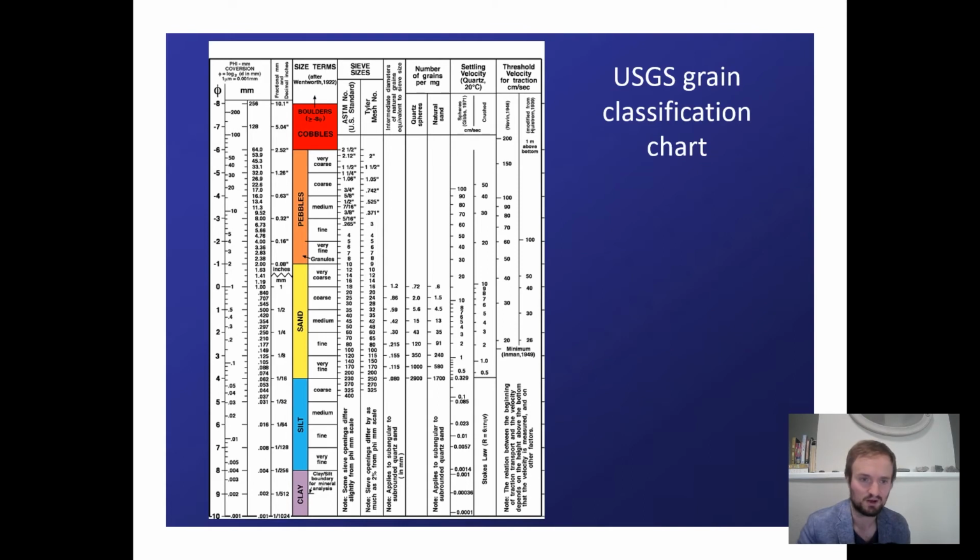And these become super complex. Again, everything becomes complex when you look at it in more detail. I just want to show you this USGS grain classification chart. Here are the size terms: very fine silt, medium silt, coarse silt, very fine sand, medium sand, coarse sand, and so forth, to where your brain might explode. But it's out there, and if you ever got into the science of actually studying sedimentary rocks, this is the way you would classify things.